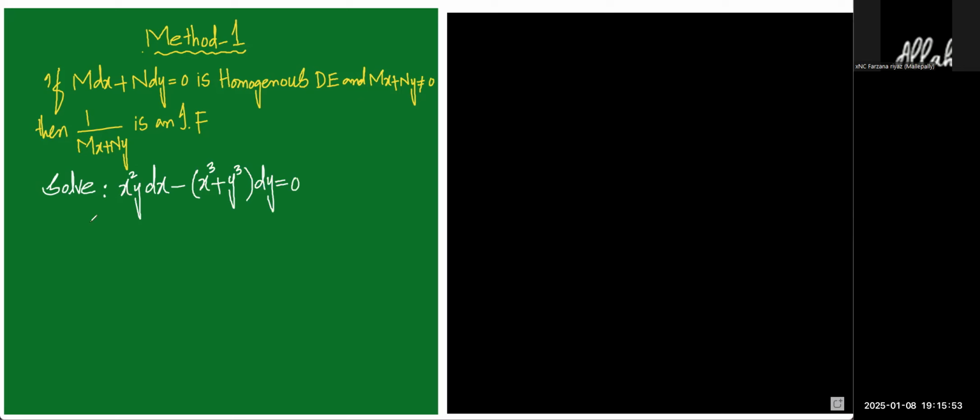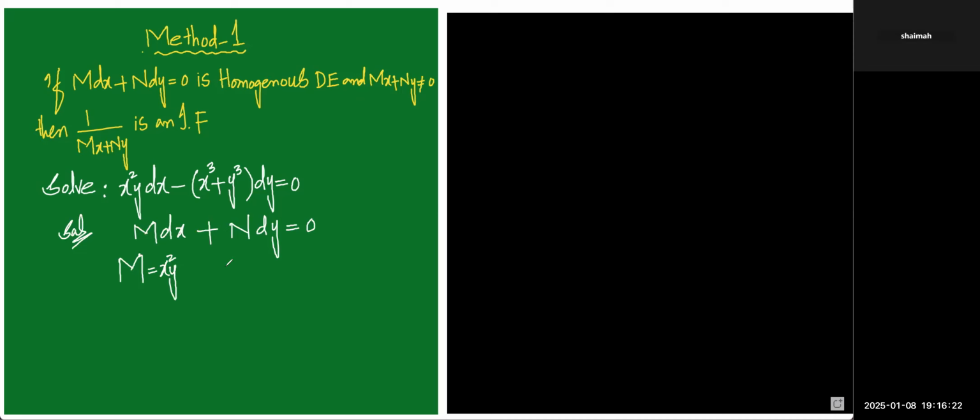Now, if you start our regular work, what is our regular work? We have to compare with the M dx plus N dy. So now solution, we should compare this one with the M dx plus N dy is equal to 0. Then we say that our M value will be, what is the value of M? X square y. What is N value? Minus x cube plus y cube. No, minus x cube minus y cube. That minus will go to both of the terms. I forgot to see the bracket.